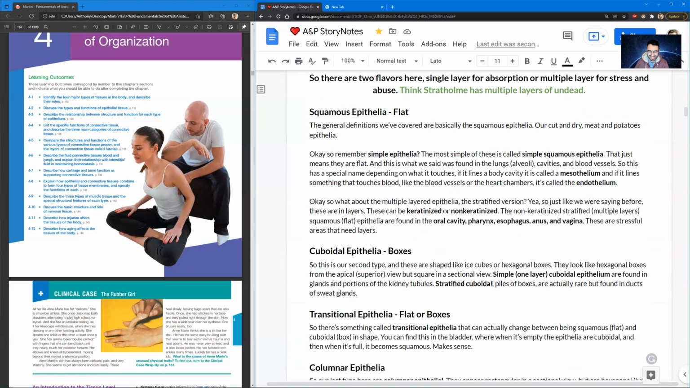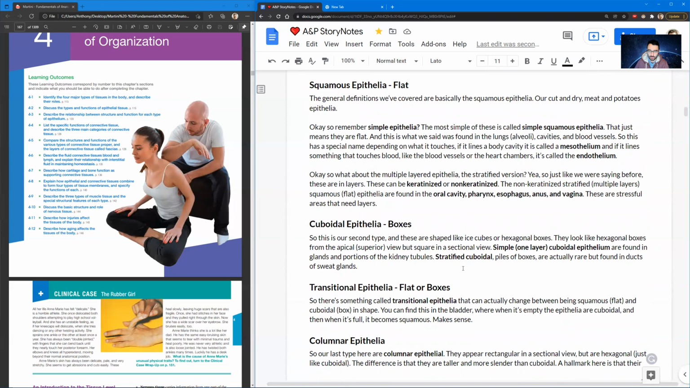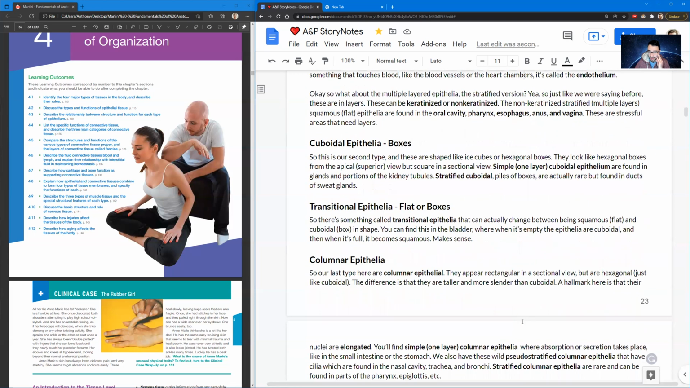Simple single layer are found in glands and portions of our kidneys, and those stratified multiple layers, just piles of boxes. Those are pretty rare, but they are found in the ducts of our sweat glands. You also have transitional epithelia that can change. You'll find those in the bladder, where when it's empty, the epithelia are cuboidal, and when it's full, it becomes squamous. They flatten. It allows for urine to fill up the bladder. Makes sense. Last one here is columnar epithelial.